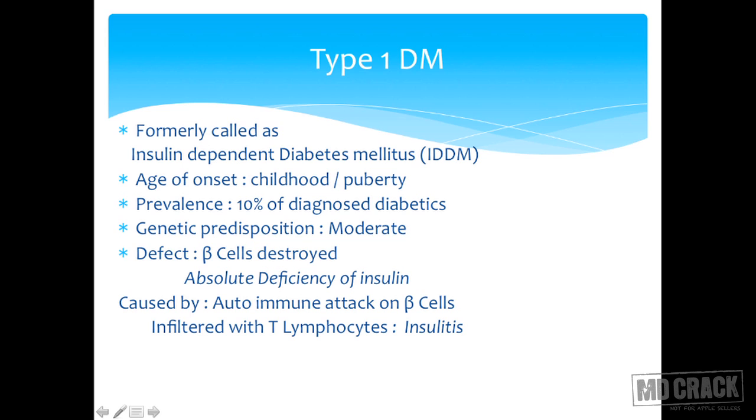Now usually it has been seen that in type 1 there is insulitis, that is there is infiltration with T lymphocytes. The cells are infiltrated. T lymphocyte infiltration is there. We call it the term insulitis. What is the reason for this? It could be environment plus a genetic determinant that has been implicated in type 1 diabetes mellitus.